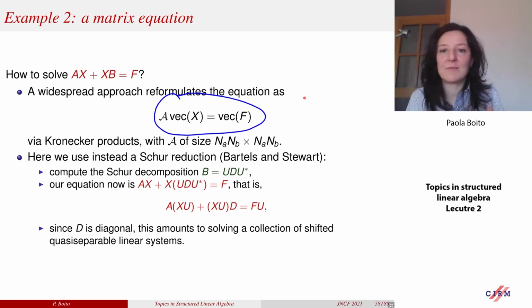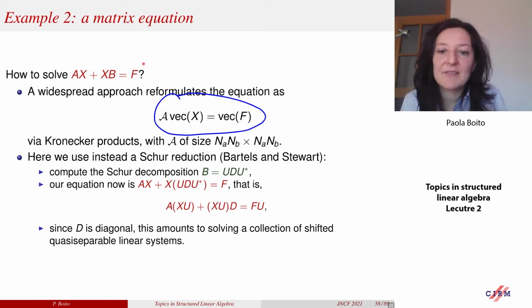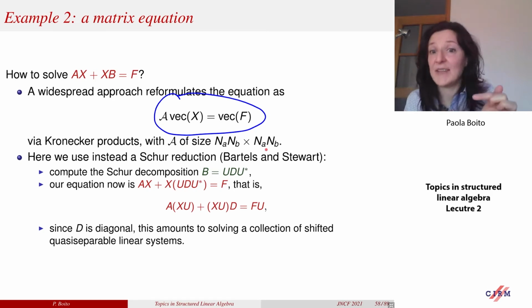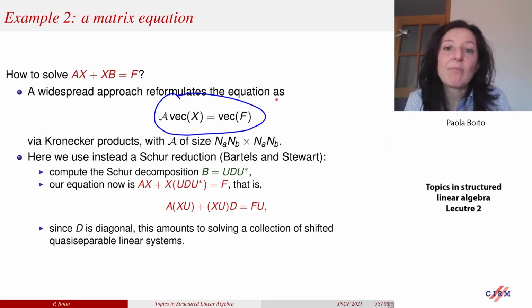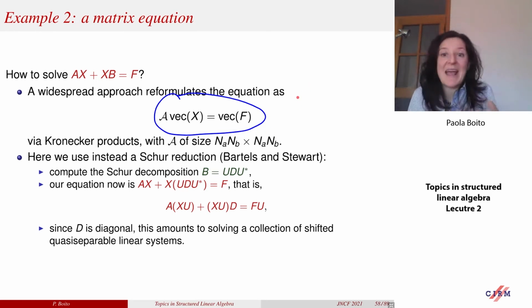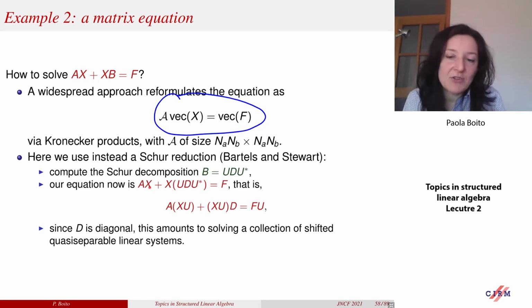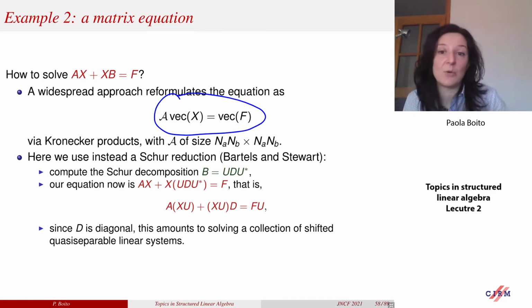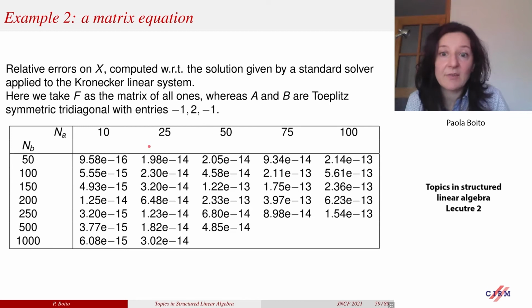The usual way of solving this matrix equation is to rewrite the matrix X as a vector and turn the matrix equation into a linear system with a bigger matrix A. The size of A is the product of the number of discretization points we have on each side of the rectangle. So we can apply a standard linear system solver for this and obtain good results. We'll take this as our exact result. Then we apply our structured method with the Bartels-Stewart approach, compute the solution, and compare it to this one, computing the relative error. So this is a forward error.